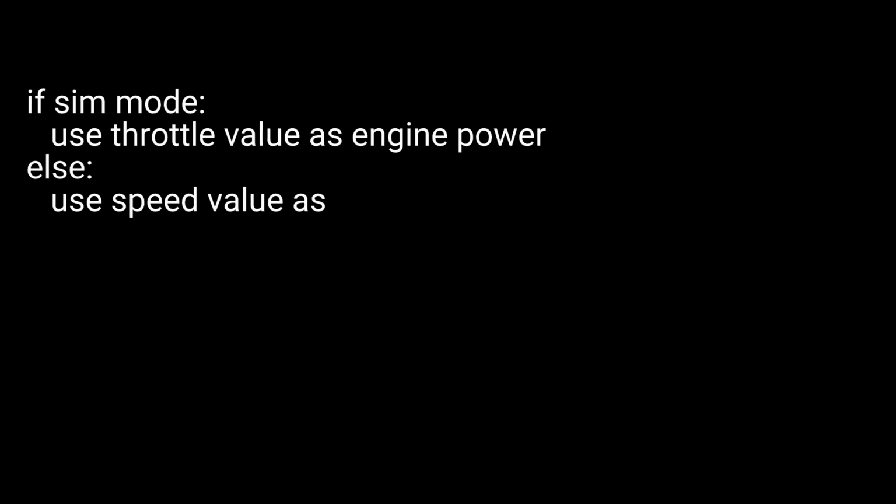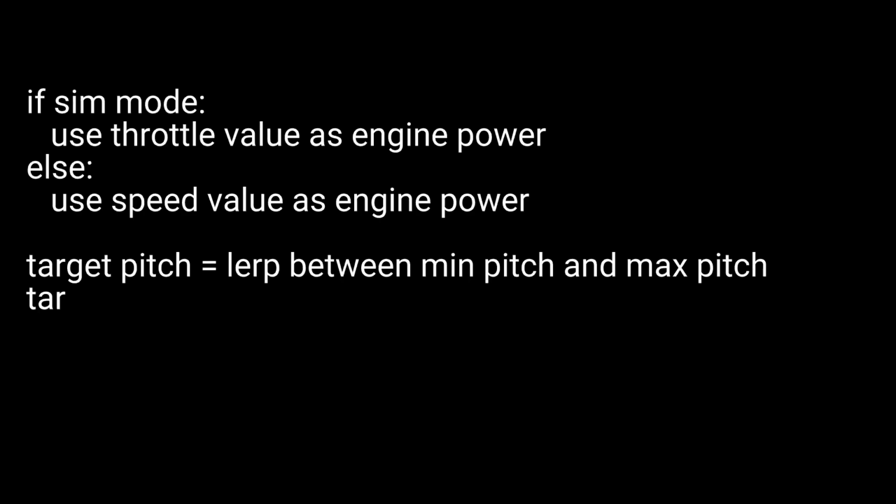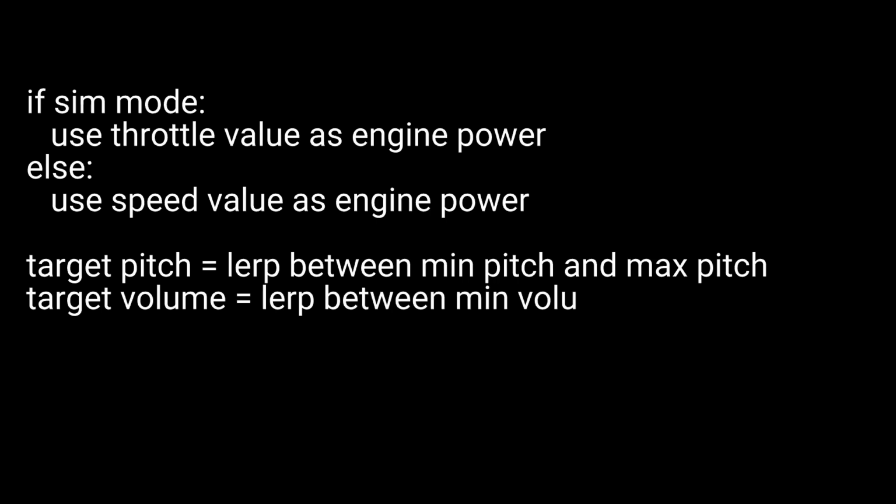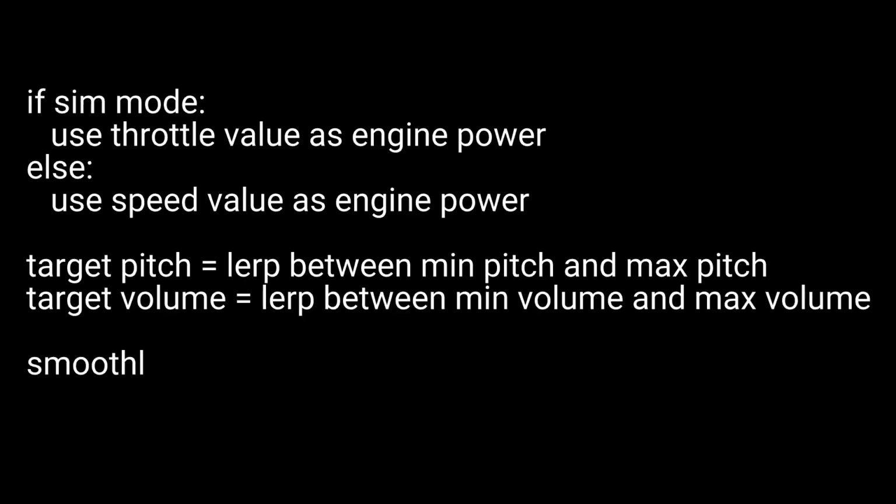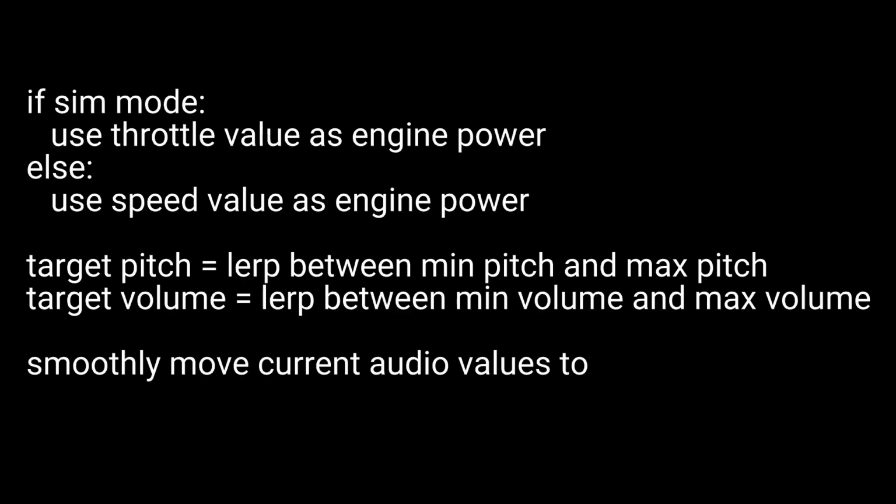So in pseudocode, we can say, if the sim mode is active, use throttle value as engine power. Otherwise, use the speed value as our engine power. Then we can say that our target pitch equals lerp between our minimum pitch and our maximum pitch, and our target volume equals lerp between minimum volume and maximum volume. Basically, as we're getting faster, we get higher pitched and louder, and as we get slower, we get lower pitched and quieter. Then we're going to smoothly move our current audio values towards our target values. Exact same concept we talked about previously. Normalize a value, then use lerp to convert that into the final output range.